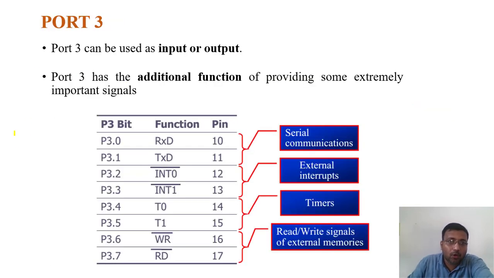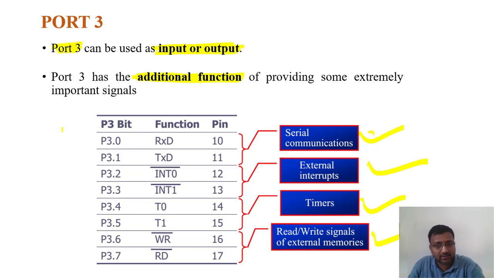Next, port 3. Again, port 3 is a special port, and it can be used as input and output. Port 3 has additional functionality. What is this additional functionality? It has additional functions like serial communication. Then we have external interrupt functions, timer functions, and read-write signals for external memories. We'll see in detail.